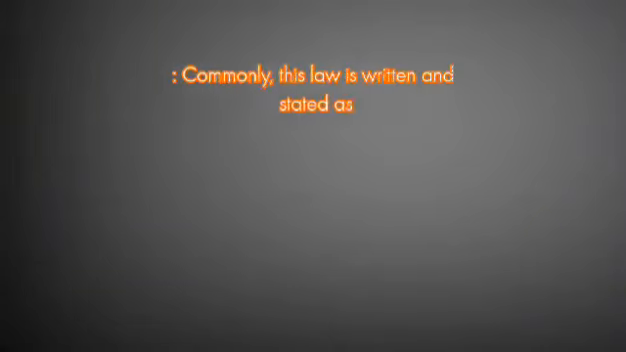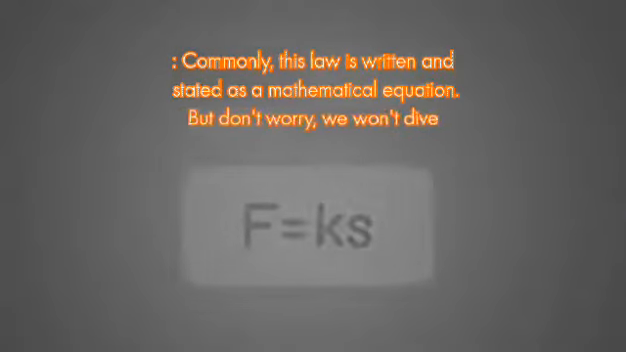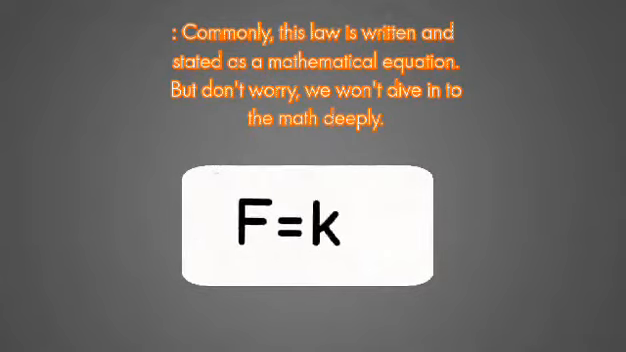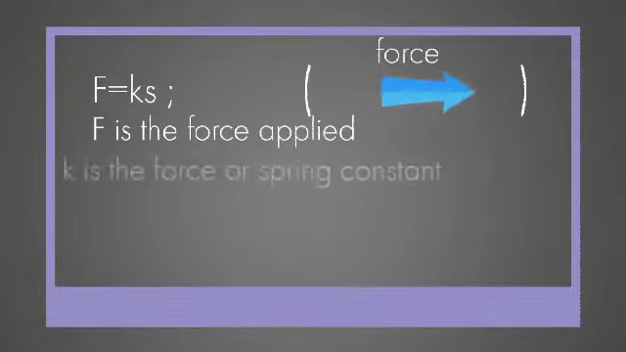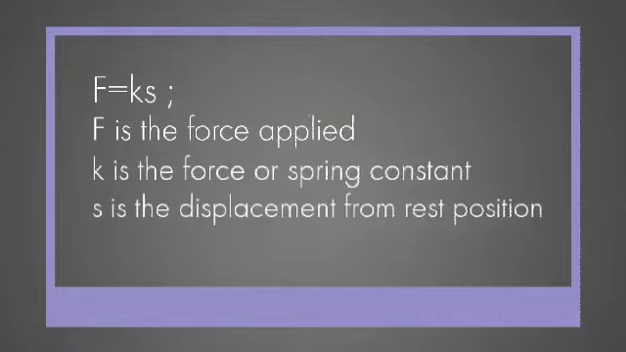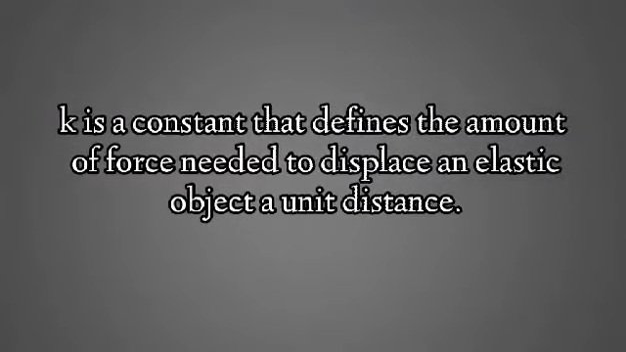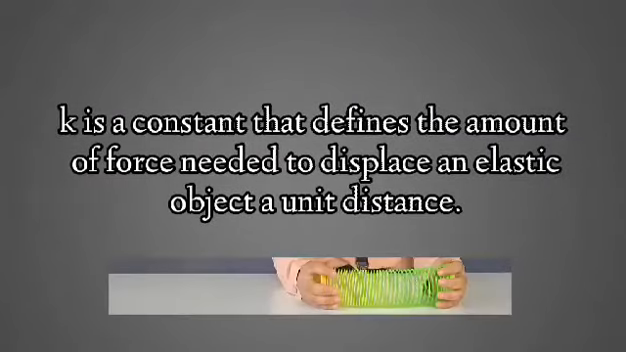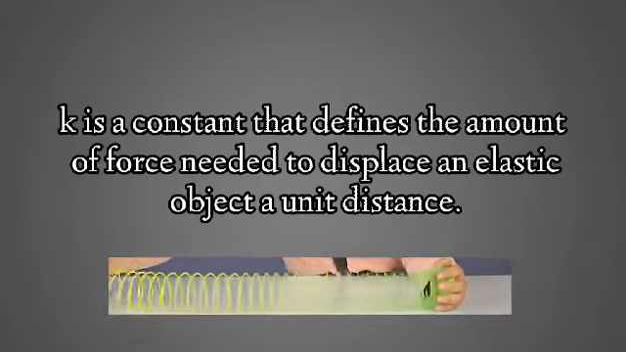Commonly, this law is written and stated as a mathematical equation, but don't worry, we will not dive into math deeply. F equals Ks, where F is the force applied, K is the force or spring constant, and S is the displacement from rest position. K is a constant that defines the amount of force needed to displace an elastic object a unit distance.